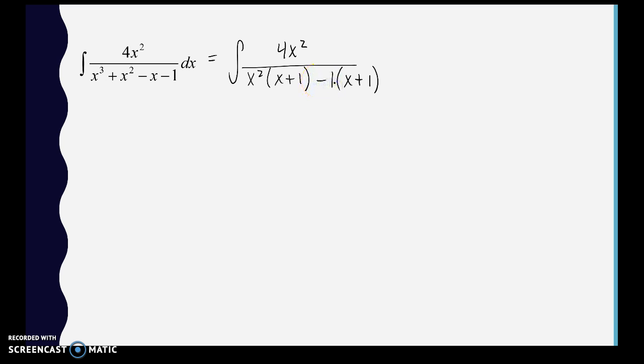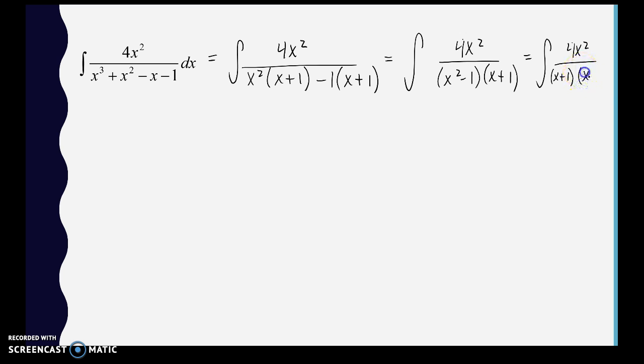I'll take out a negative 1. So 4x squared divided by x squared minus 1 times x plus 1. And then lastly, let's use difference of perfect squares here. X plus 1 times x minus 1. And then when I have my other x plus 1, it'll just give that factor a multiplicity of 2. Okay, so I have 4x squared divided by x plus 1 squared times x minus 1.